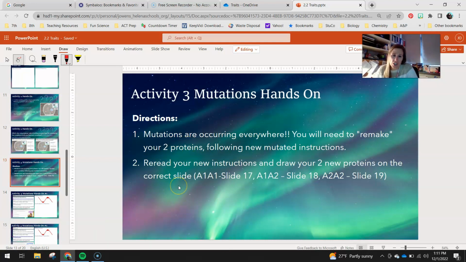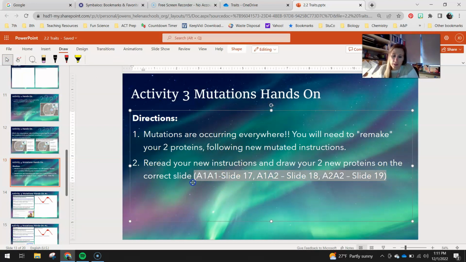So directions: mutations are occurring everywhere. You will need to remake your 2 proteins following new mutated instructions. There are 5 total mutations that we're going to look at. They're going to be different each time, and we're going to reset each time. Reread your new instructions and draw your 2 new proteins on the correct slides. You can just ignore this; I'm going to delete this right now. You will see where to draw, and I'll show you that.